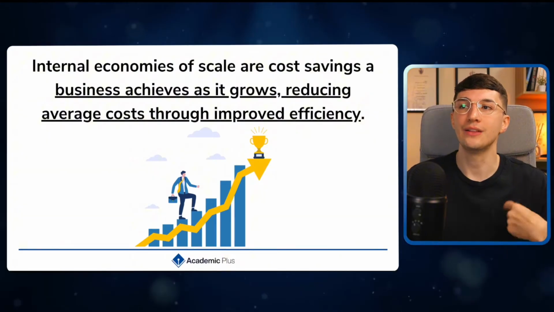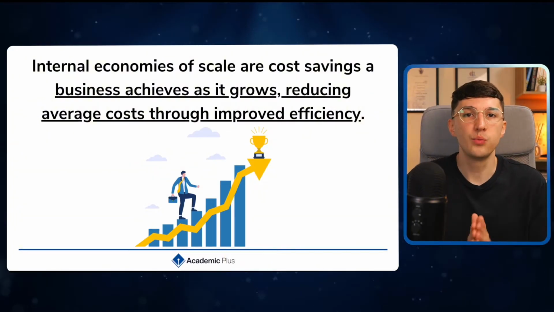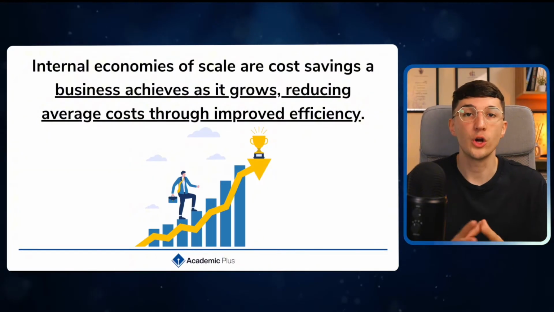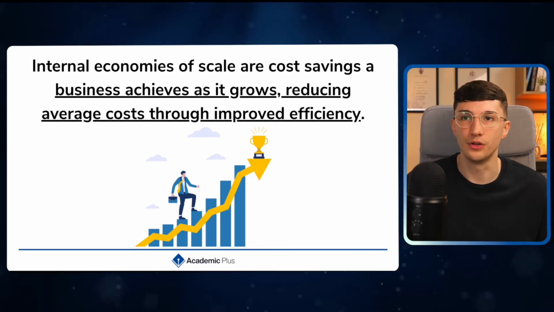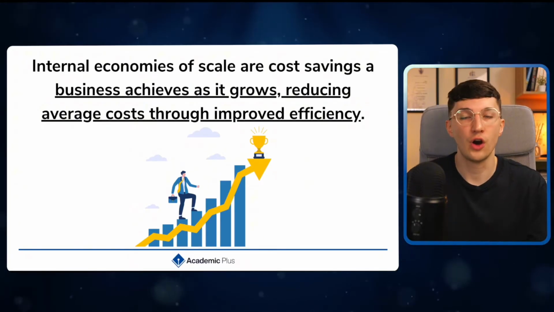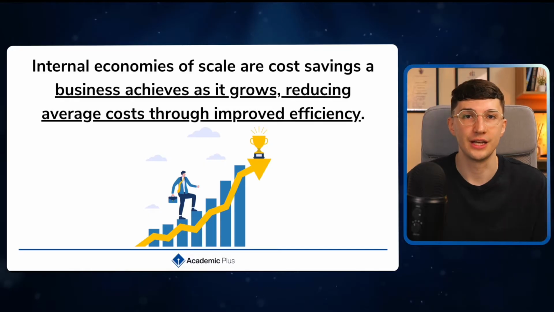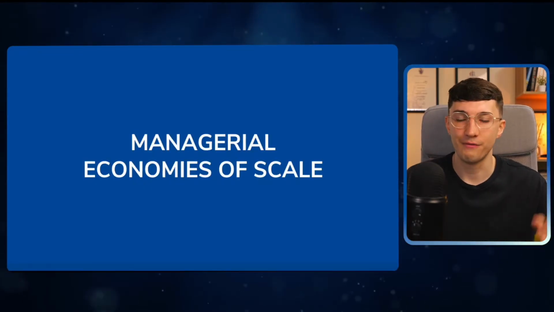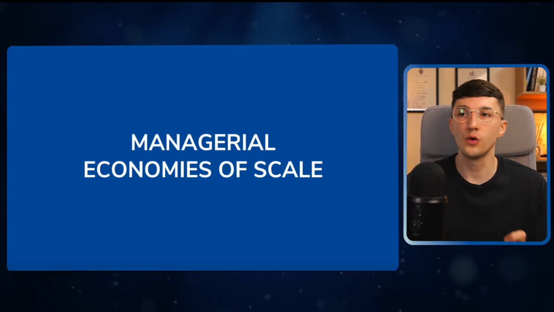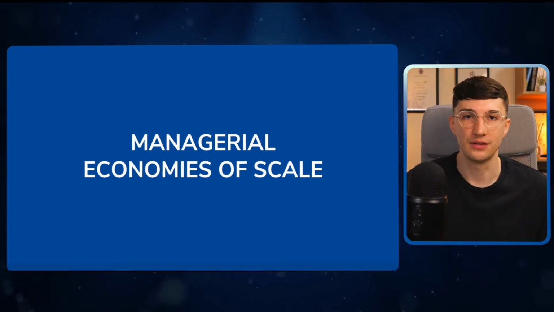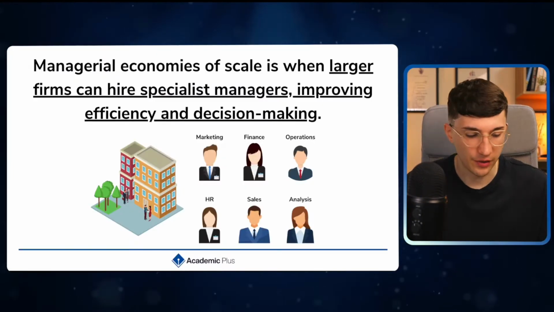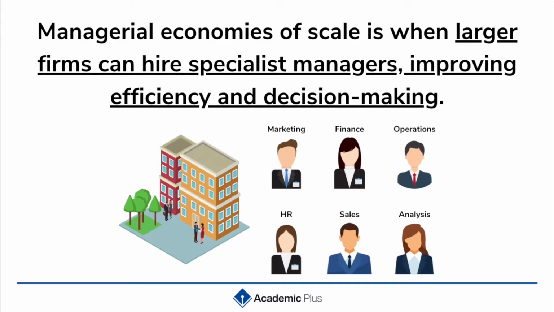Now, when we look at internal economies of scale, this is what your business would get by growing, by increasing your output. And of course, you reduce your average cost because you're improving your efficiency. Now, there are lots of different methods. I'm going to show you all the ones now. First of all, we've got managerial economies of scale. What we mean by managerial economies of scale is that, as the business grows larger, businesses can start to hire more specialist managers.